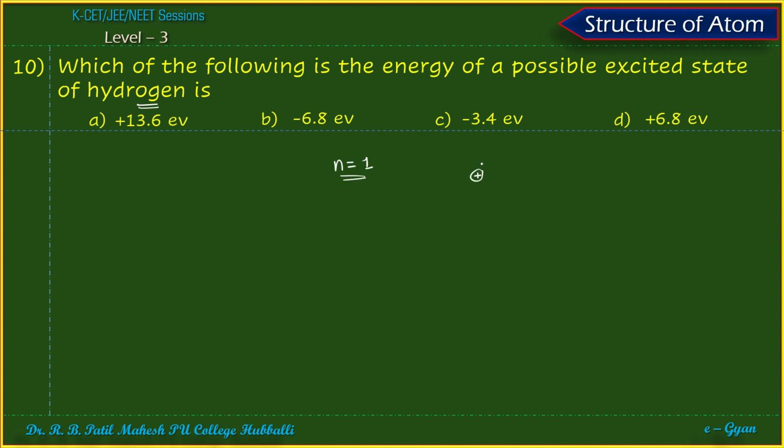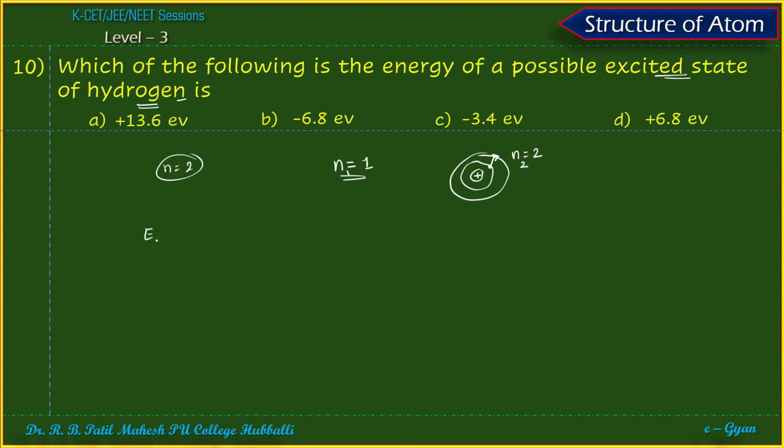There is a nucleus at the center. This is the first orbit and this is the second orbit. In the first orbit there is an electron and it has to jump to its possible excited state, that is n equal to 2. So the electron is excited to its higher n equal to 2 orbit.